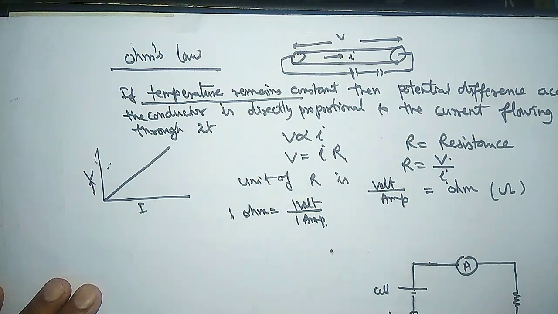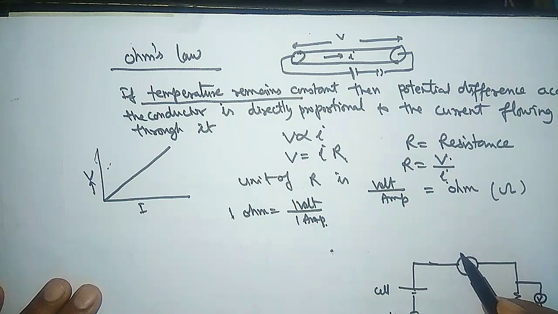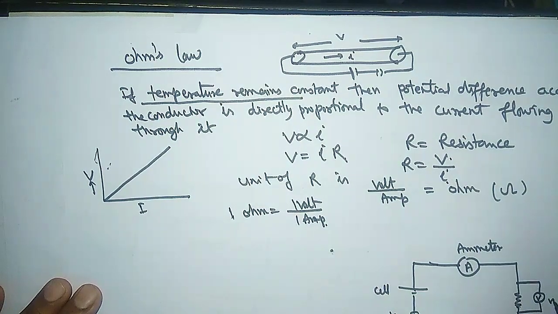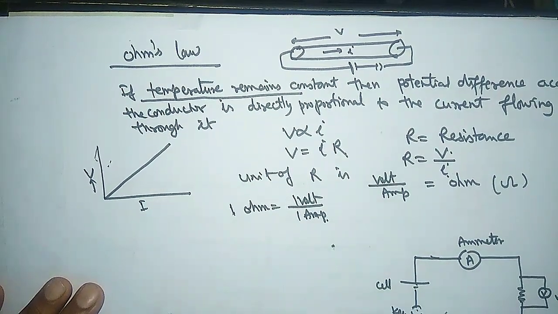And suppose this is a resistor, that is the conductor whose resistance you have to find, and this is the voltmeter across this conductor, in parallel. It is always in parallel. So this is the ammeter, and this is the voltmeter. Now how can you find the resistance?